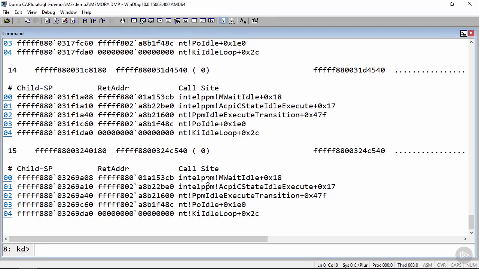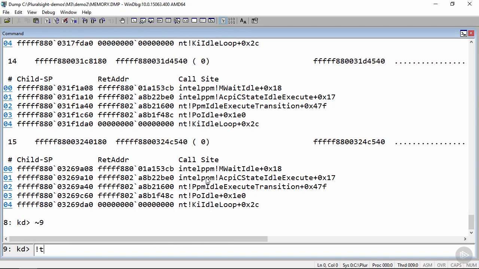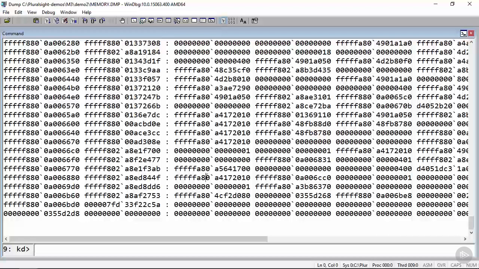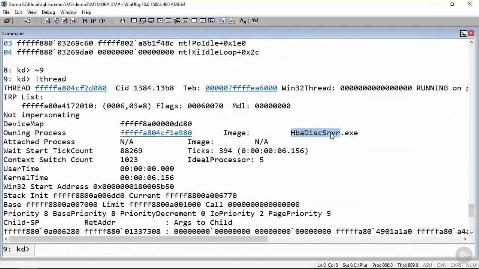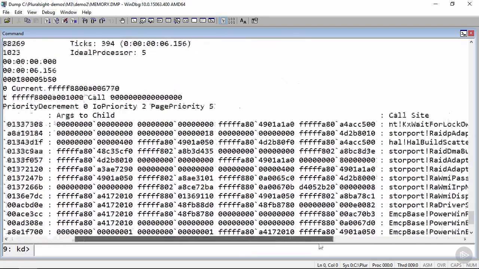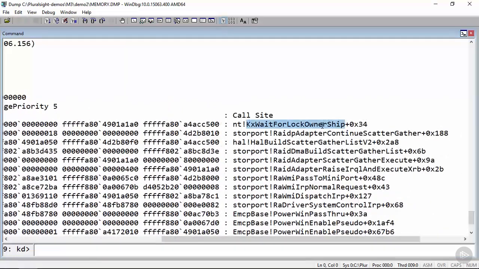So what we can do is take a bit closer look at some of those threads. As we know, the one on CPU 8 was the idle thread, but we can switch over to CPU 9 by doing the ~9 command. Now if I issue the !thread command, it will show me what was running on CPU 9. So here I scroll back up, and we can see the image that was running was this HBA discover service. So that's what it was trying to do. It was trying to discover various HBAs out there. And you'll remember that this one was also going through store port and waiting for lock ownership.